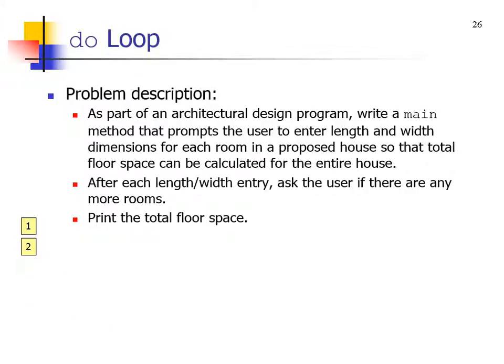All right. Problem description. As part of an architectural design program, write a main method that prompts the user to enter the length and width of dimensions for each room in a proposed house so that the total floor space can be calculated for the entire house. After each length and width entry, ask the user if there are any more rooms. Print the total floor space. Y'all know how to do that?